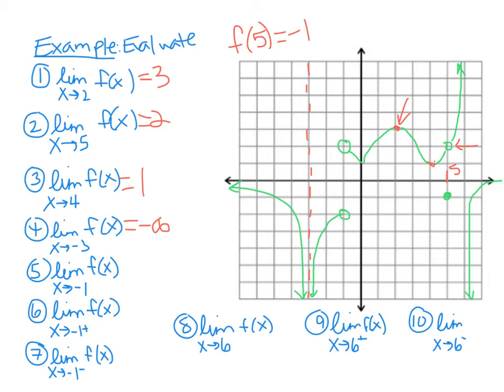Okay, next one. The limit of f of x as x approaches negative 1. This is another weird one. So at negative 1, we have what's called a jump discontinuity in our graph, meaning that it jumps from negative 2 to positive 2.